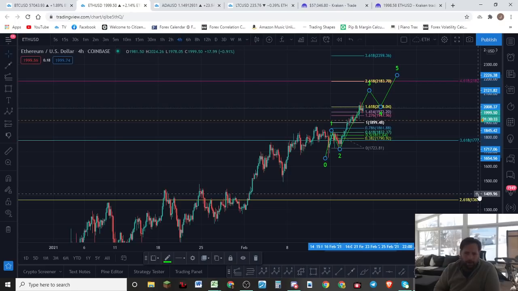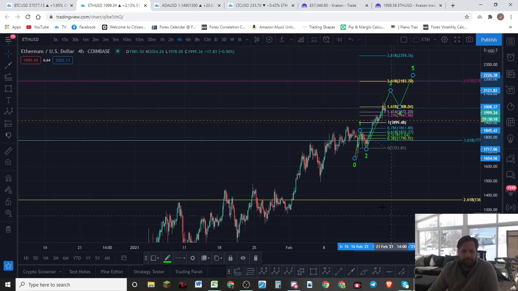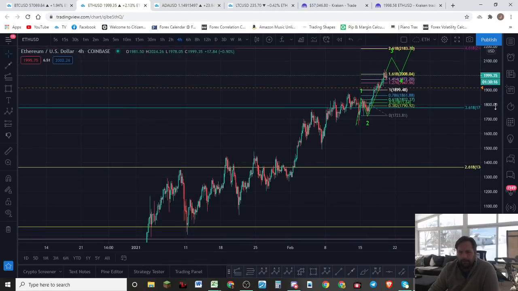I can't say it's tomorrow. It could be. I mean, we could be at a place where it's finished. I'm going to show you a couple of Bitcoin counts as well that might support what we're seeing here. So anyway, with that being said, just be careful here, guys. But those are some ideas for where we might be in Ethereum.